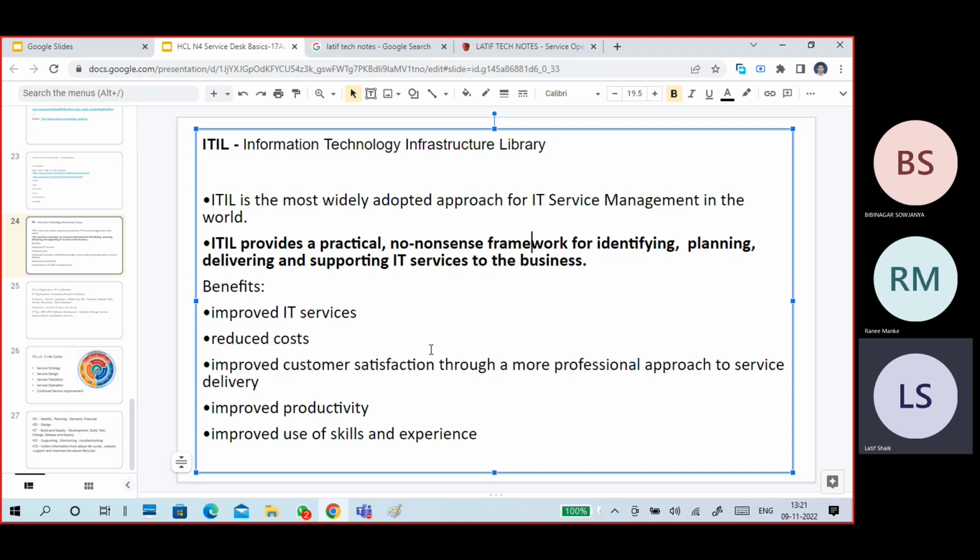What is the customer requirement? Identify the customer demands, customer-related things, plan according to it, deliver it, and support them. So then it always improves services. It improves your services, improves organizations, customer satisfaction, more productivity, use of skills and experiences, and it reduces the cost.